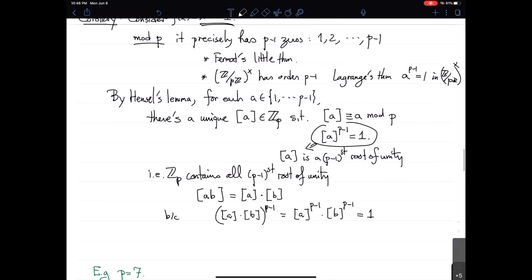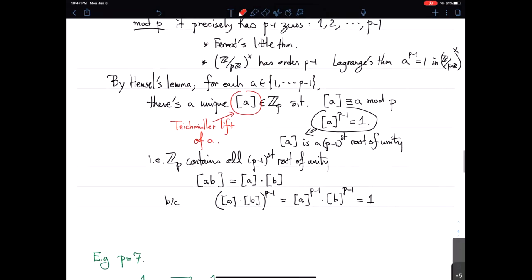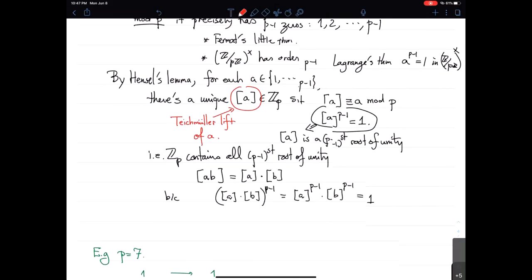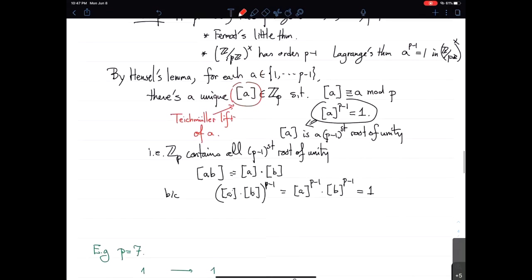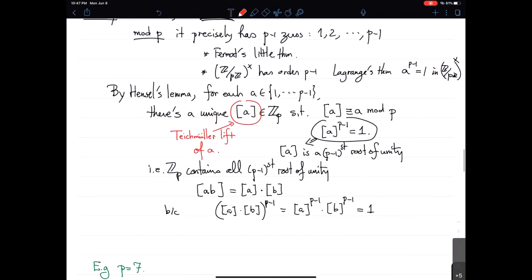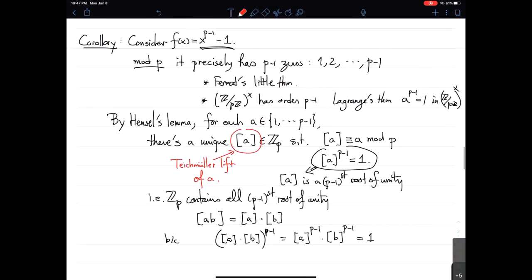Another thing is that there's a name for this, why I picked this particular weird notation. This is called a Teichmuller lift of a. This will come out later. So let's make it a little bit explicit. What Hensel's lemma really says is basically you solve this equation mod higher and higher powers of p.